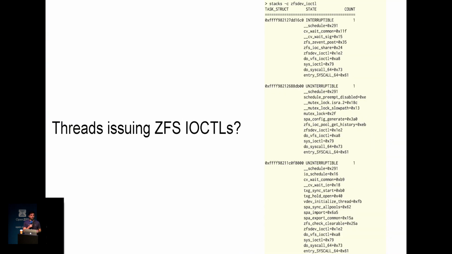And you can be even more specific from that. You can ask questions like, okay, are there any threads issuing any ZFS ioctls? And you can do that by writing something like this: stacks -c zfsdev_ioctl. Basically, you tell stacks, filter by all the threads that have this function in their stack trace. So in this example, we can see, okay, there's one ioctl doing a set. There's another ioctl getting the history. There's another ioctl exporting some pool.